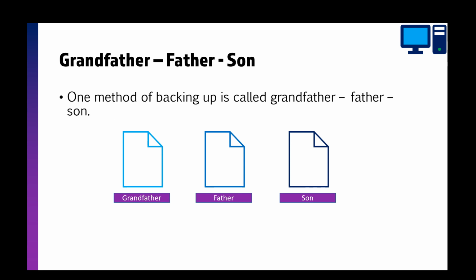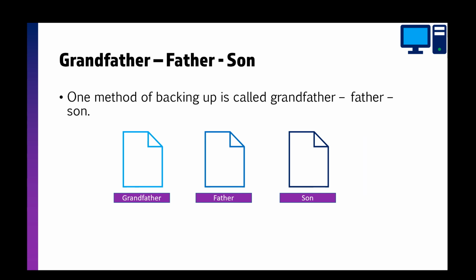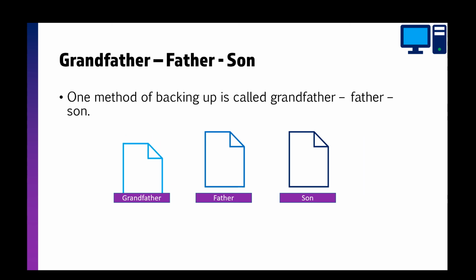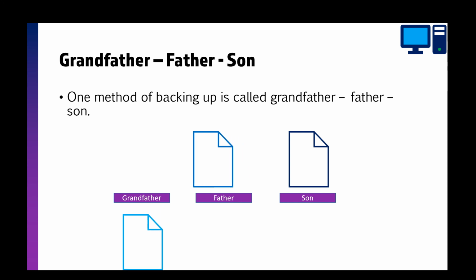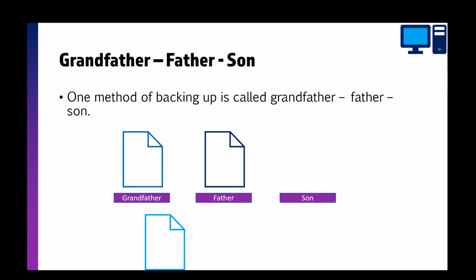One method of backing up is called the grandfather, father, son. How that works is we keep using the same 3 backups. At the minute we've got 3 files, and when we make a new backup, the grandfather gets replaced by the father, and the son becomes the father, and so on. As you see, they're all swapping, and it's a way of having 3 backups at all times. So, the grandfather, father, son method.